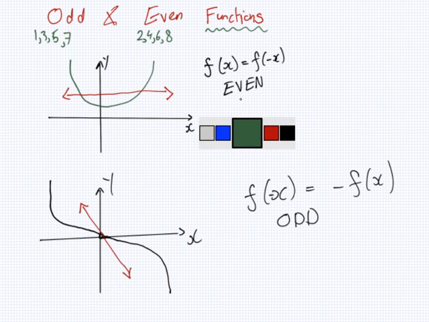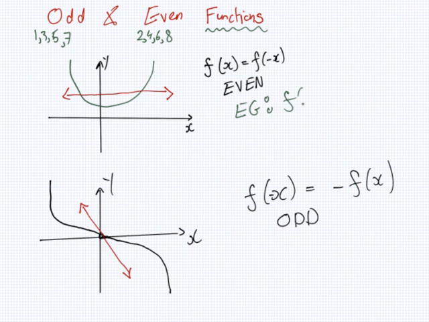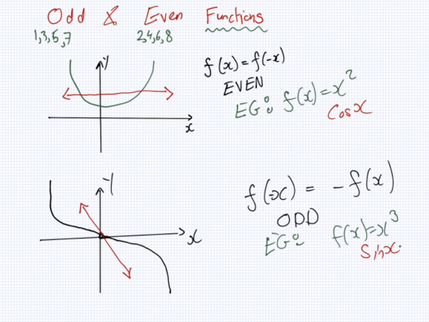So let's have some examples. Examples here would be f(x) equals x squared. An example here would be f(x) equals x cubed. Well, let's have something more interesting. What would be a more interesting example? In fact, cos x is even, and sin x is odd. What about e^x?